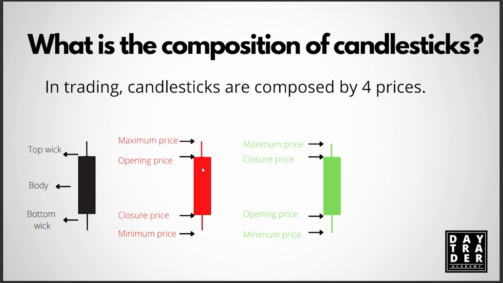Now, as you can see, this is the red candle, and this means that the candle is going down. This is the maximum price, the opening price, the closure price, the minimum price. Now, when the candle is green, it means that it's going up. So it's also the maximum price. Now it will be the closure price. Here will be the opening price. And here will be the minimum price.